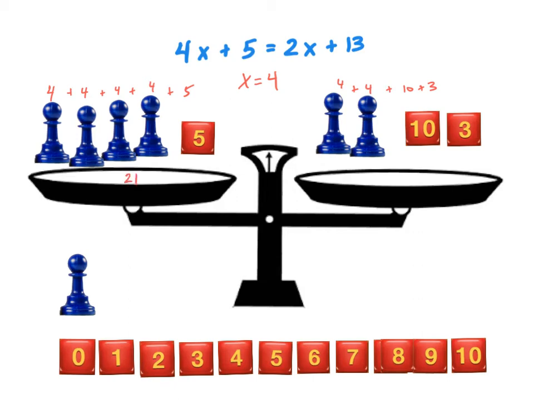And on the right-hand side, 4 plus 4 is 8. 8 plus 10 is 18. And then 18 plus 3 is 21. So our check: 21 does equal 21. So the equation is balanced when x equals 4.